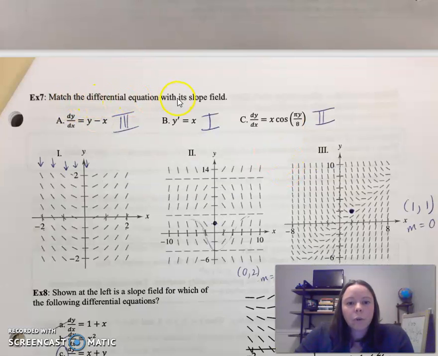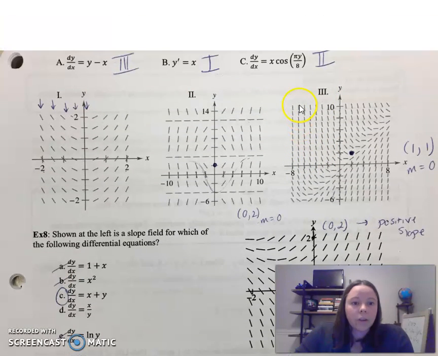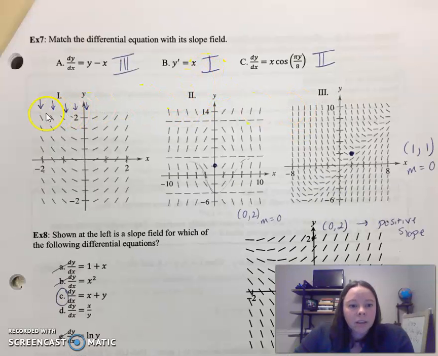All right, so here's a good example. Match the differential equation with its slope field. Automatically I'm looking to see, is anything the same vertically or horizontally? And this one definitely is the same vertically. So that means it depends on x. So that's going to have to be here, B. So these are linked.